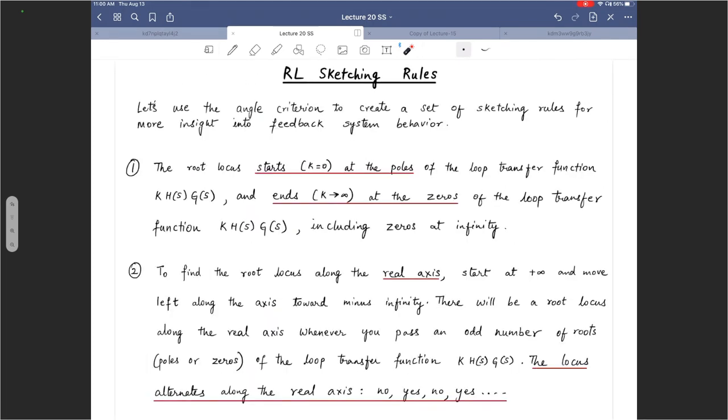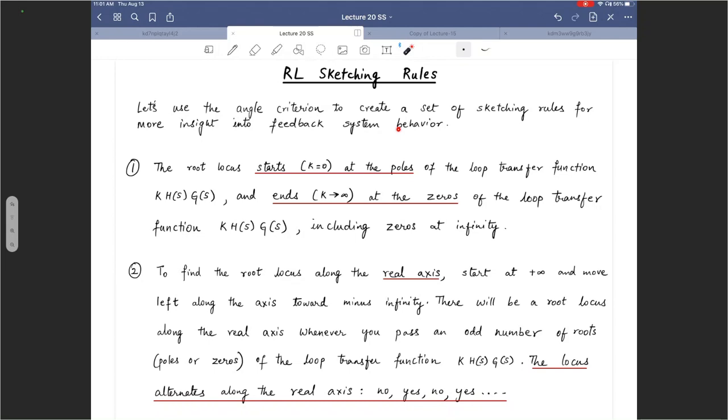So in this puzzle, we have a lot of rules to follow, and those rules are coming your way now. Root locus sketching rules. And all these rules are based off of the angle criteria. I just mentioned why we are leveraging the angle criteria and not the magnitude criteria. The magnitude criteria doesn't give us a specific root locus because it has k in it, and I don't know k. So I need to leverage the angle criteria so as to make it independent of k. So let's use angle criteria to create a set of sketching rules for more insight into the feedback system behavior.